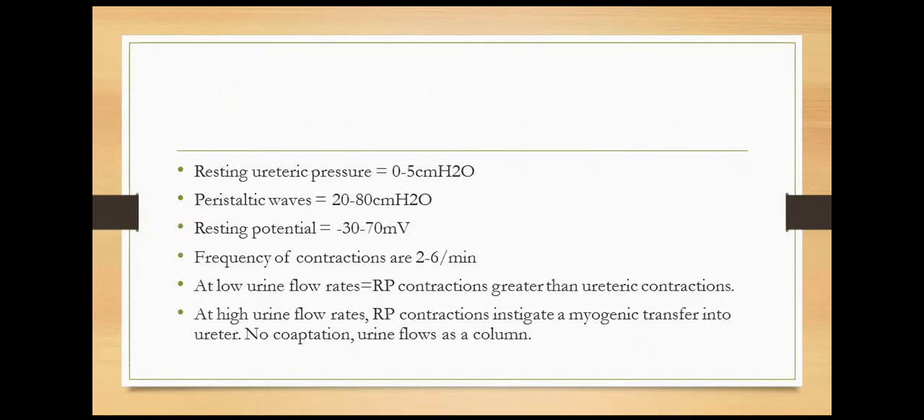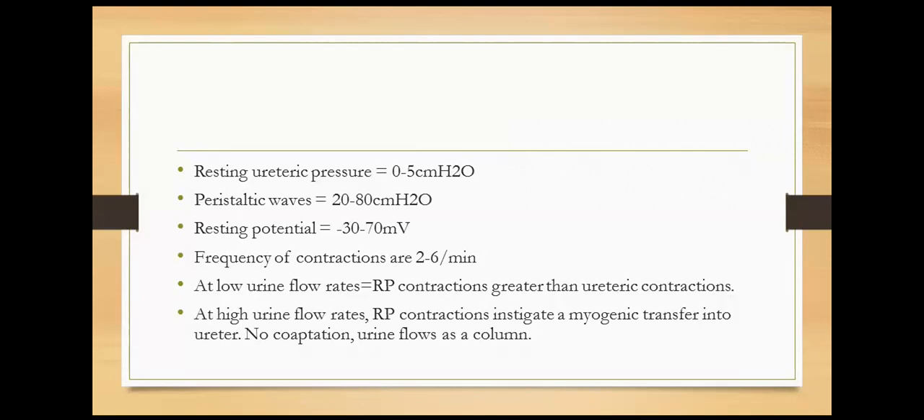So your normal resting ureteric pressures are 0 to 5 centimeters H2O, with peristaltic waves normally at 20 centimeters H2O, with a resting potential of minus 32 millivolts. And as I've said before, the depolarization here is much lower. The frequency of contractions is 2 to 6 per minute, very low compared to the Purkinje fibers in the heart, which are at much higher rates than this.